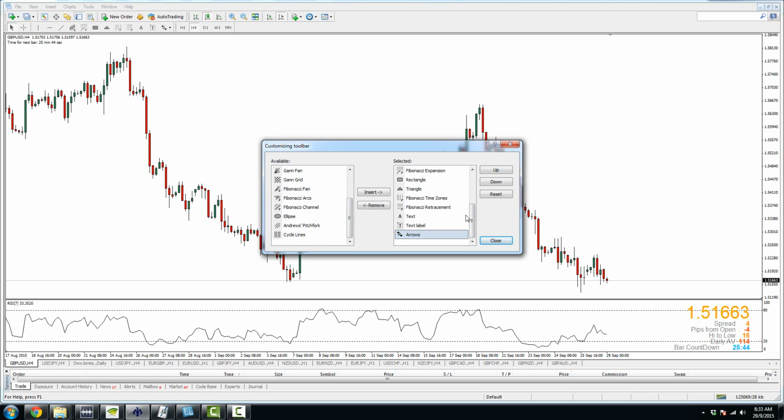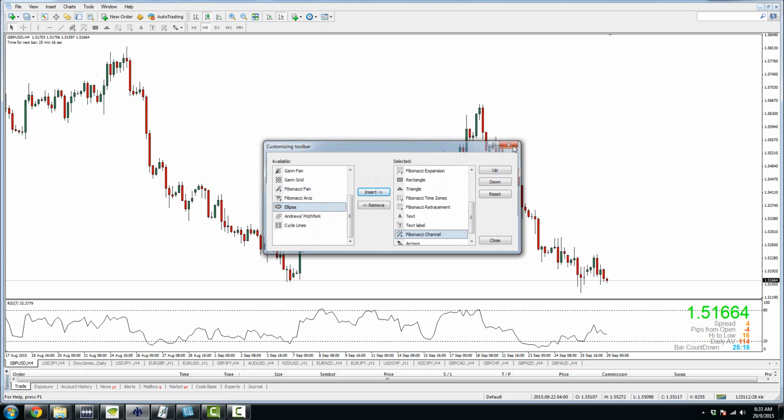By default, you do not have all the rectangle, triangle, Fibonacci, and various time zone retracements. Put everything that you need inside. For example, if I want a Fibonacci fan, or a Fibonacci channel, I do not know what it is, but if I want it, I press insert, and it appears here now.